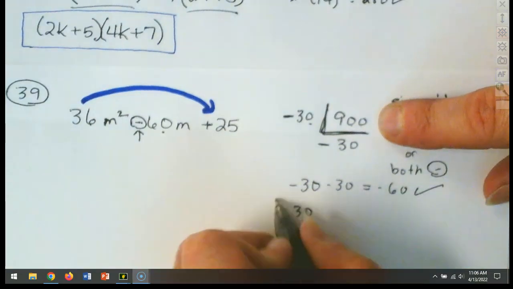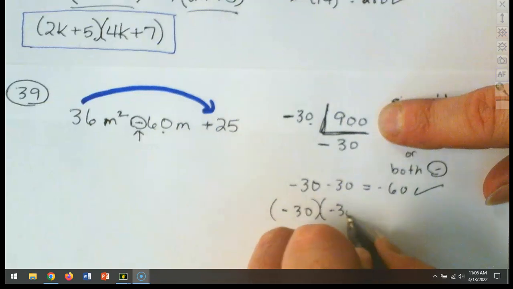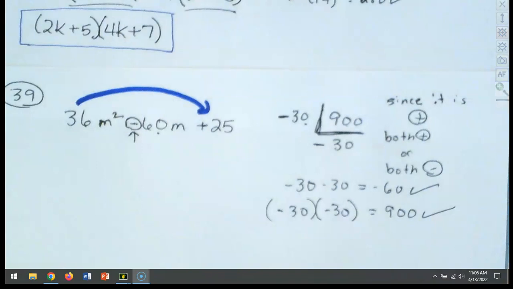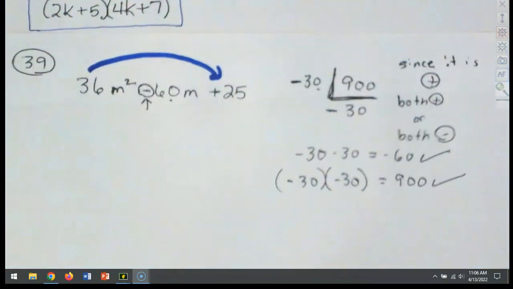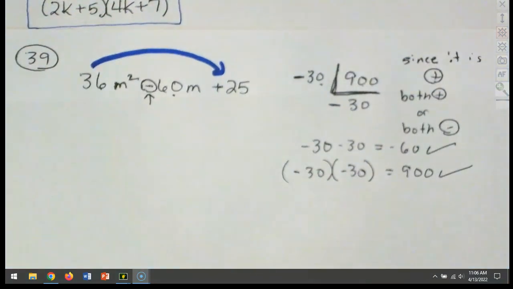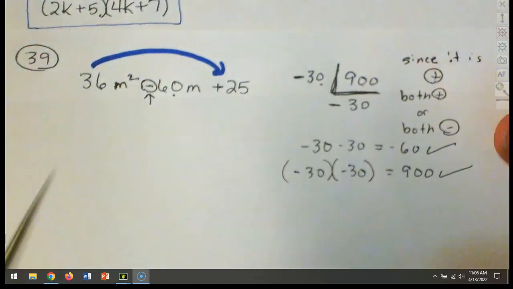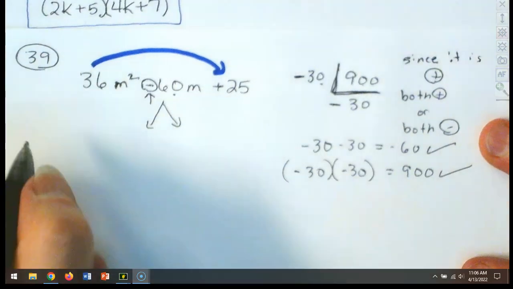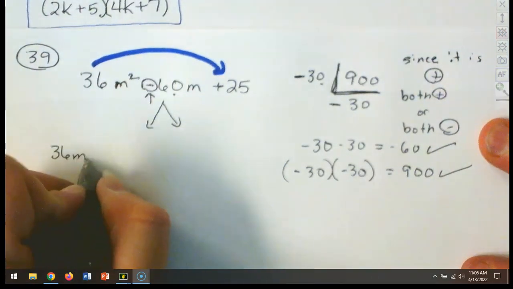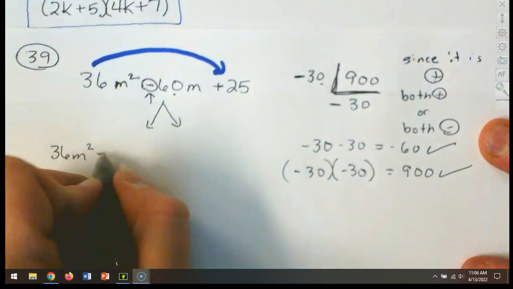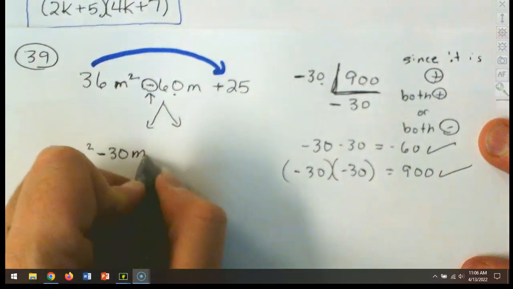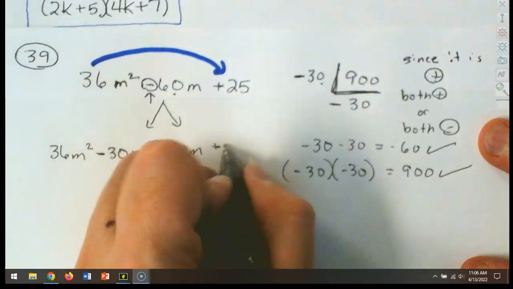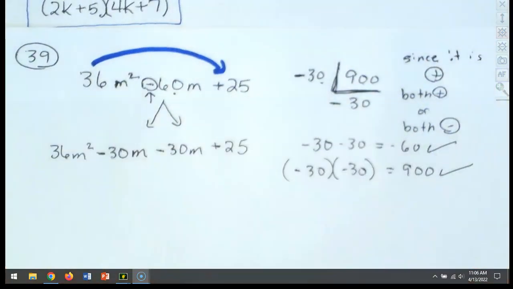And minus 30 times a minus 30, that's positive 900, and that works for the box. So we know we're on the right track. Now what do we do? We again split the middle up. So we've got 36m squared, we have a minus 30m, a minus 30m, and 25.